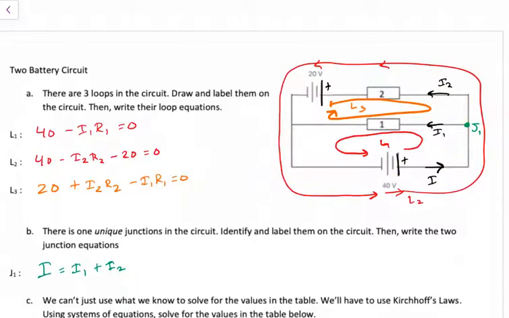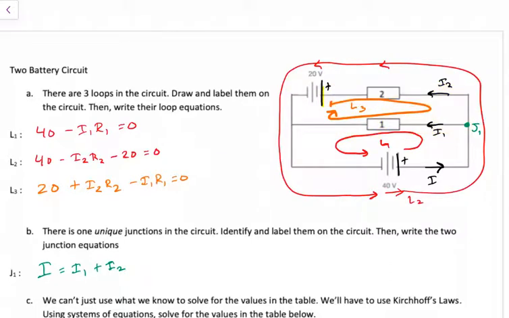And then loop 3, I'm starting at the positive terminal. I'm going against the current I2, or going against the electric field, so I'm gaining potential right there. And then I'm losing potential in I1 because I'm going in the same direction as the current. So I have 20 plus I2 R2 minus I1 R1.